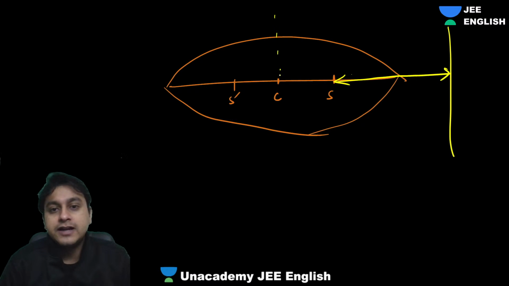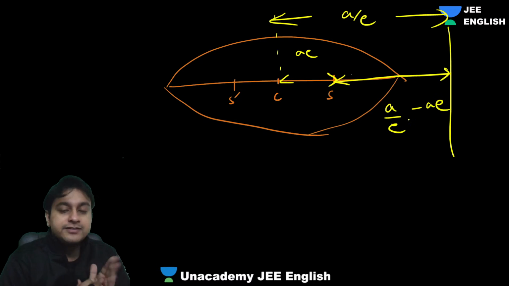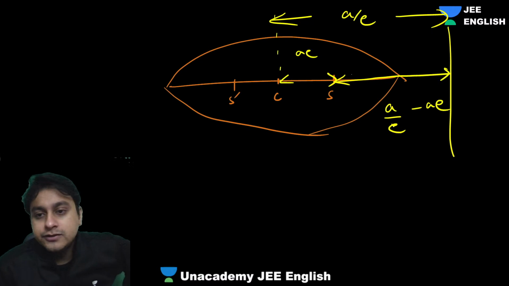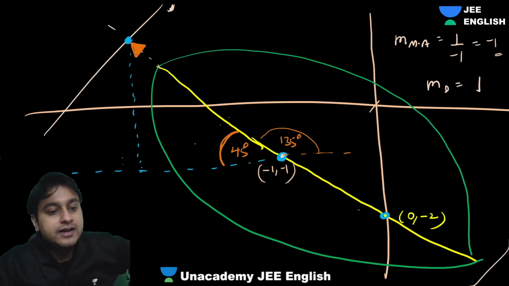Guys, everyone knows that from here to here we have A by E, and from here to here we have AE. Obviously, this distance is what, guys? A by E minus AE. Absolutely, yes. Great. So this will be, guys, A by E minus AE. So let's calculate this distance.